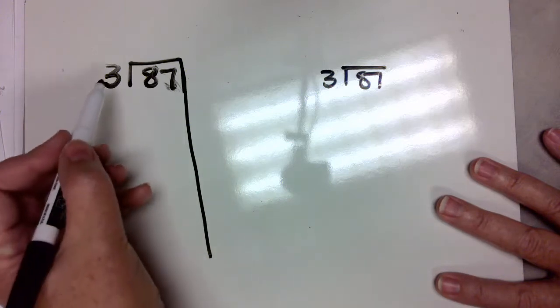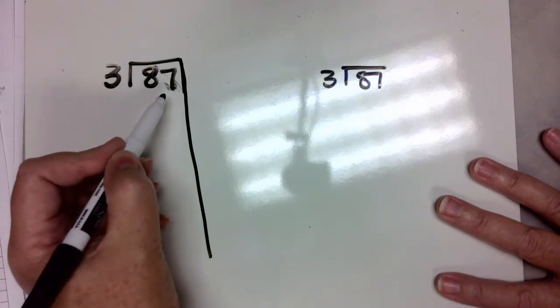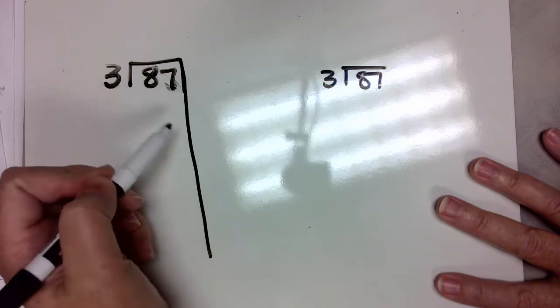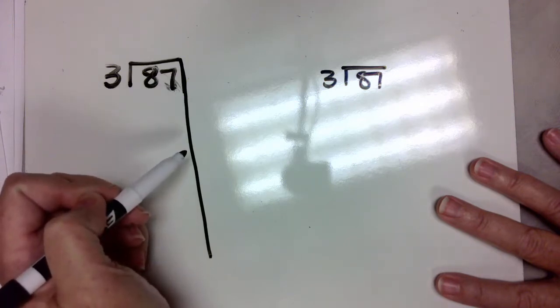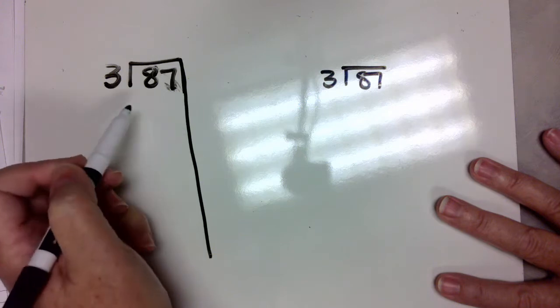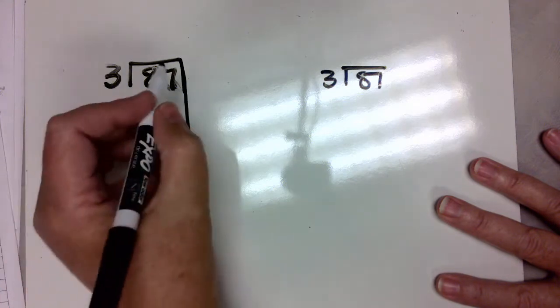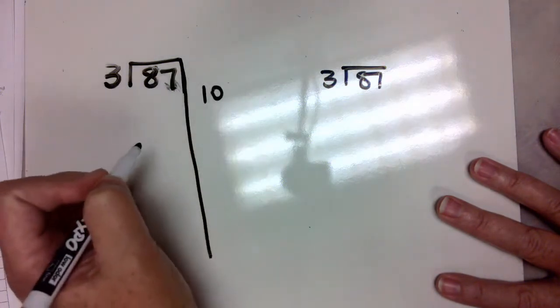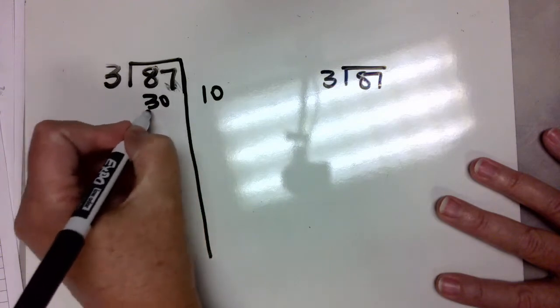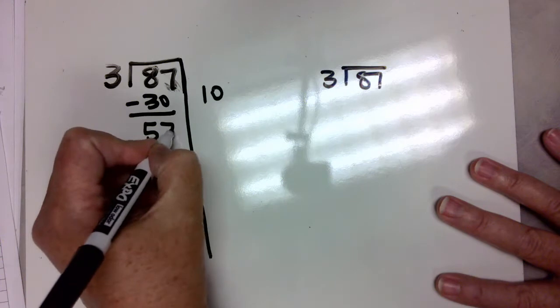Alright, so what we want to know is how many 3's there are in 87. The way we're going to figure that out is we're going to take out 3's until we can't take out any more 3's, okay? And the best way to do that is to start with an easy fact that the kids know. So they know that 10 groups of 3 is 30, okay? So let's subtract 10 groups of 3.